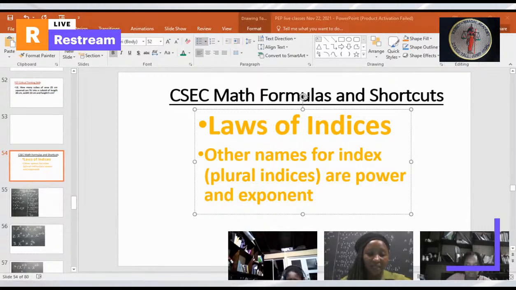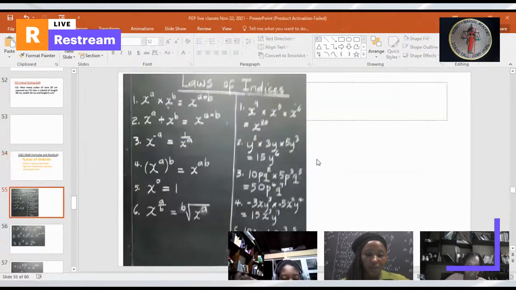All right, so we're going to start. I have a number of slides that I'm going to be going through, and we're going to be talking about the laws of indices. So on the first slide, I have the 6 basic laws that I'm going to be elaborating on.